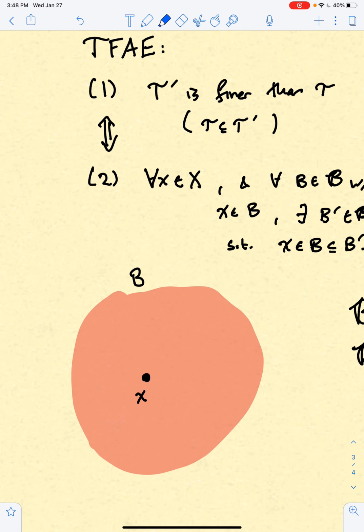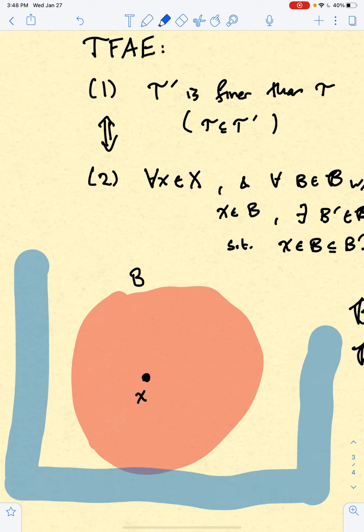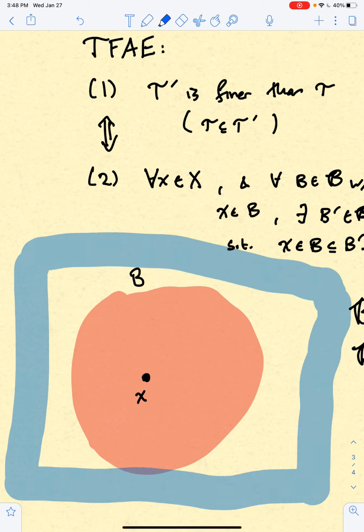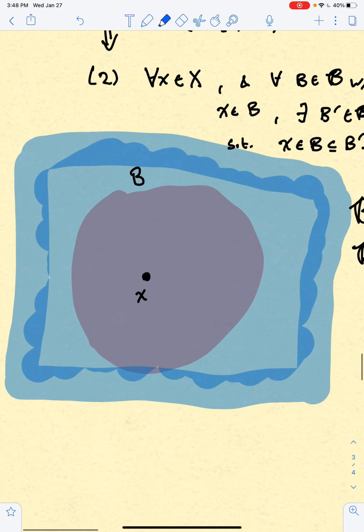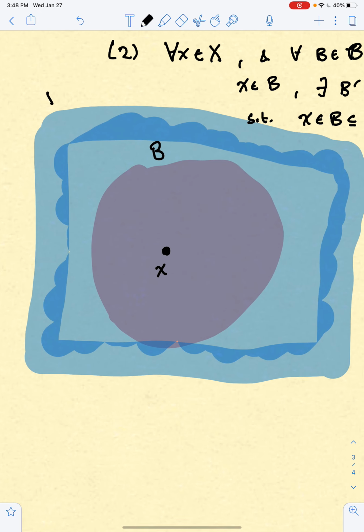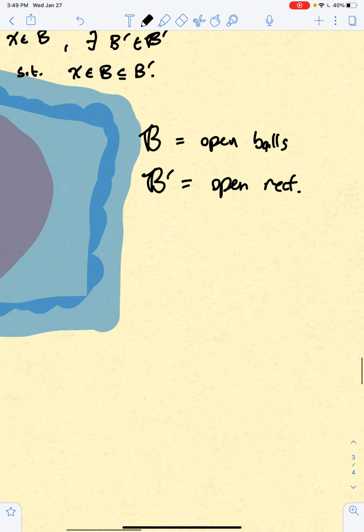Well, clearly, I can just make a bigger open rectangle that contains this thing, pretending, of course, that this page is a substitute for the real plane. Since x was arbitrary and so was the ball, this tells me that the topology generated by the open balls is coarser than the topology generated by the open rectangles.